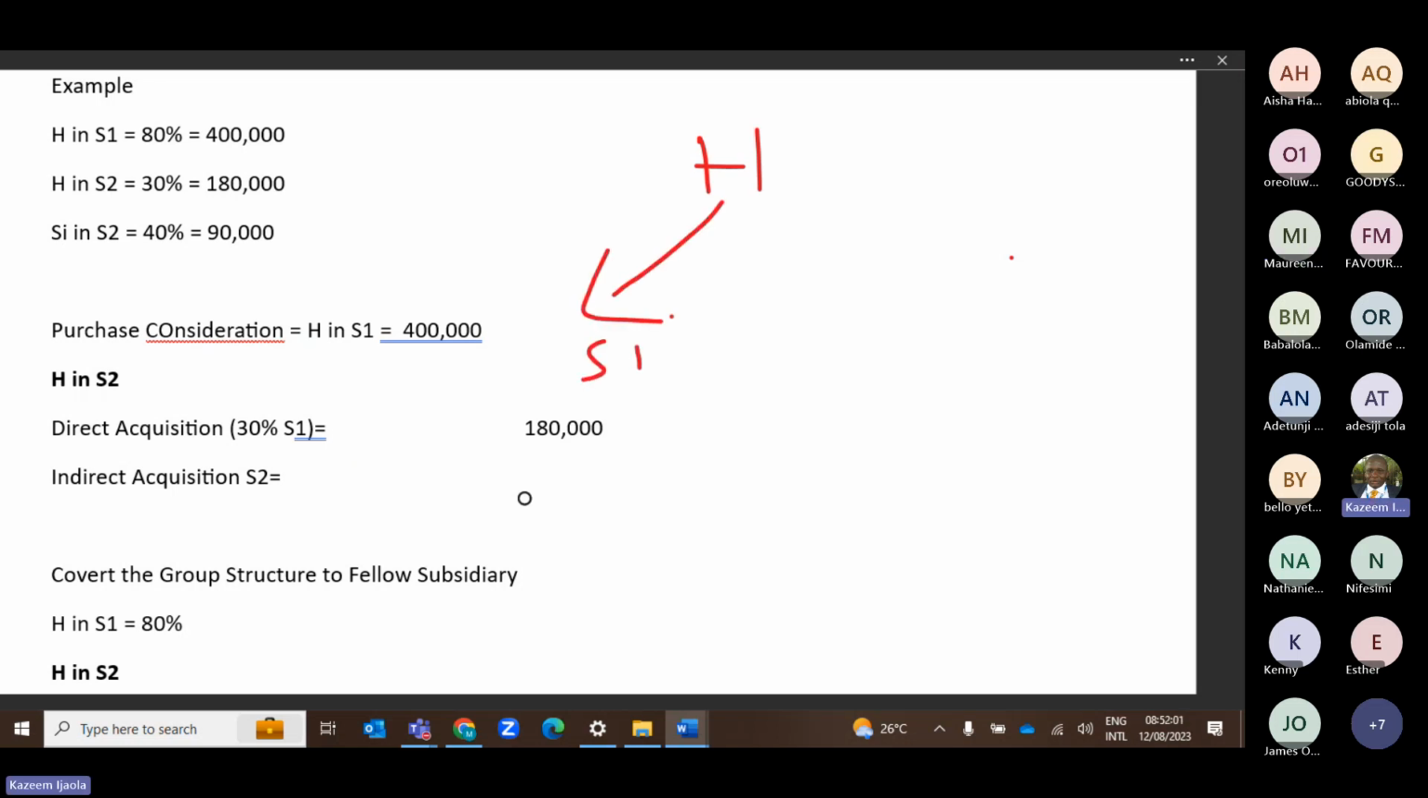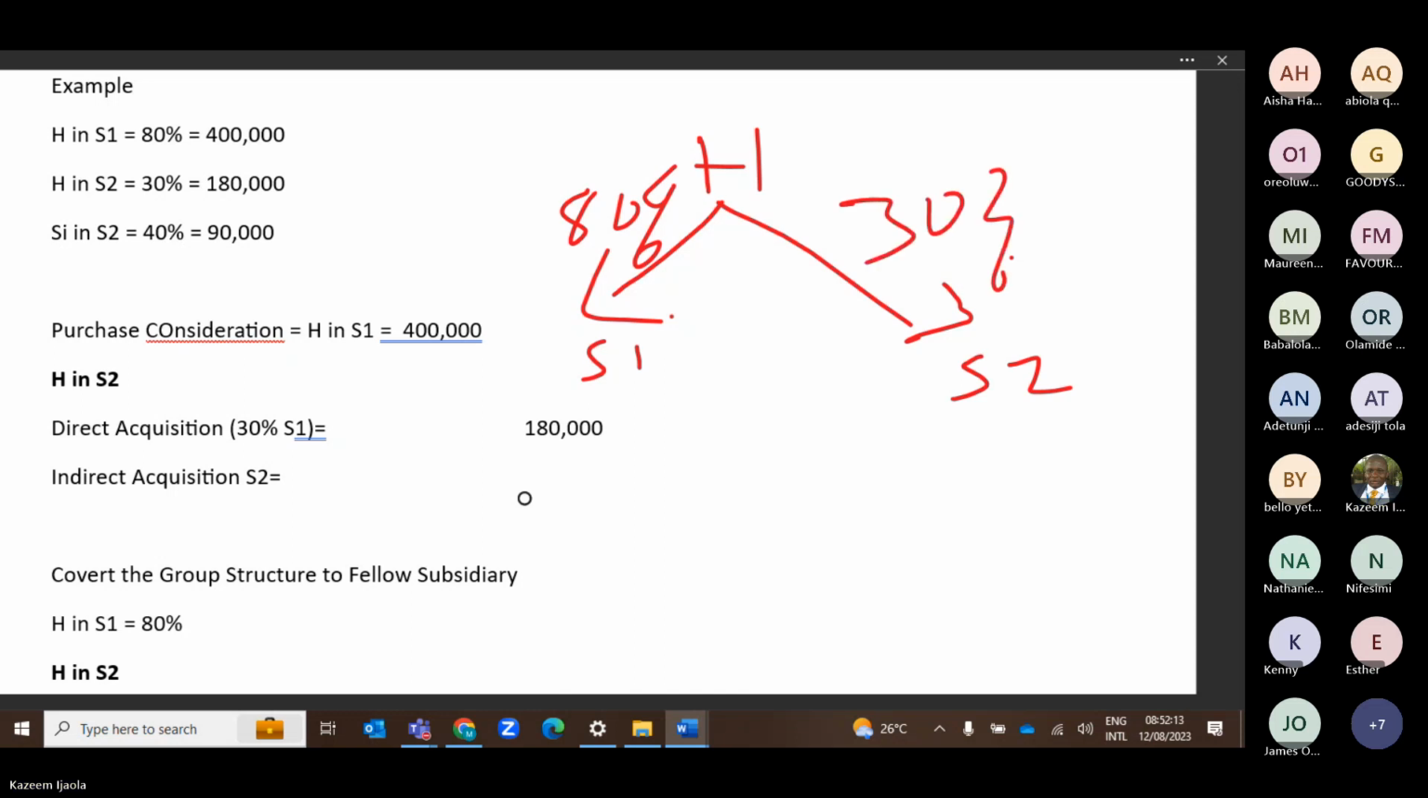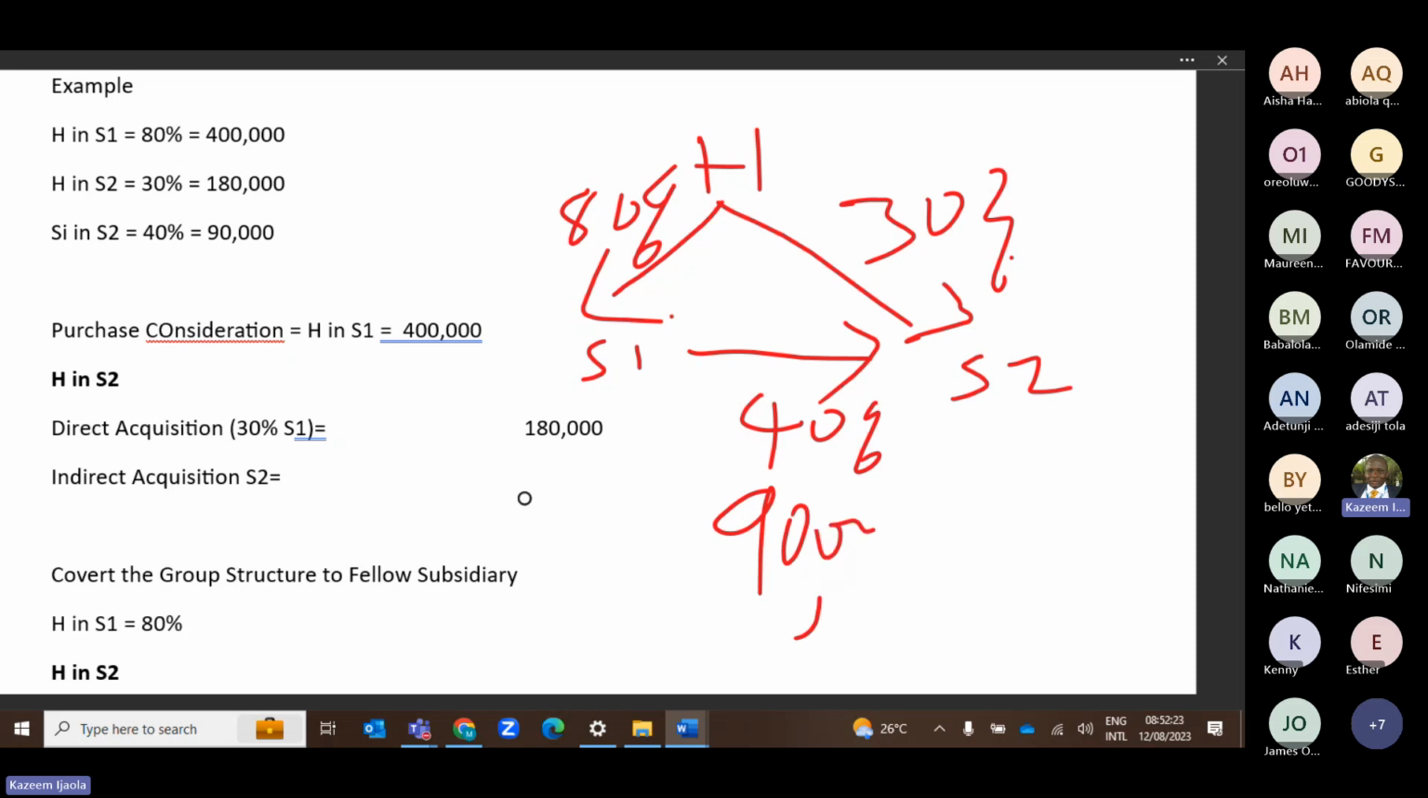In X1, we own 80%. In S2, we own 30%. Then X1 in S2, we own 40%. So for this 40%, we pay 90,000. So I'm now telling you, how much do you think will be the parent's purchase consideration? You know, this 30% is gone already. So tell me, how much out of this 90,000 will the parent contribute? I've given you further expo now.